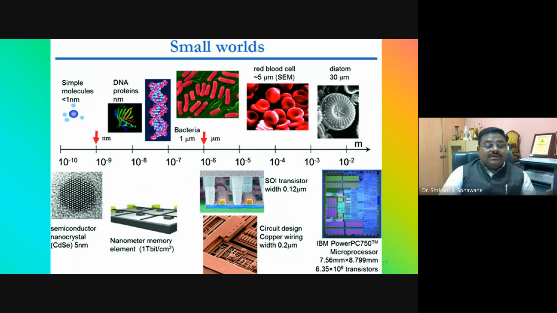This slide we have already discussed. We have a scale ranging from nano to micro to milli, and many materials fall on this scale. We have already seen this slide.